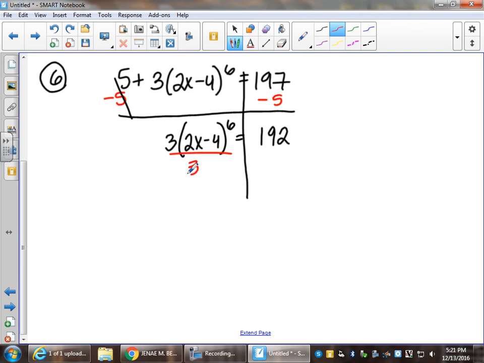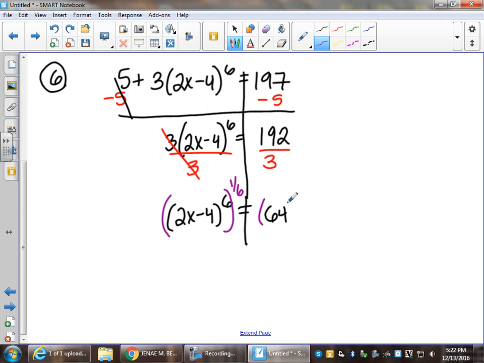I'm going to divide both sides by 3. These 3's cancel. 3 divided by 3 is 1. So we get 2x minus 4 all raised to the 6th power. 192 is divisible by 3. We get 64. So now that this power term is as by itself as it can get, we can use the inverse operation, which would be raising it to the 1/6. I see even number in the denominator. This is an even root.